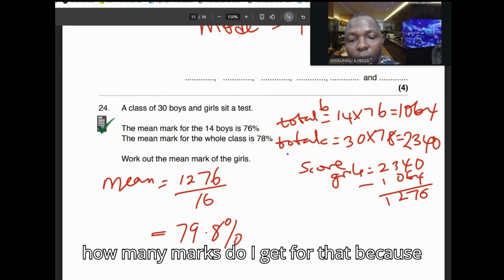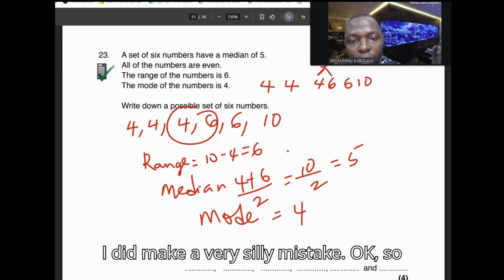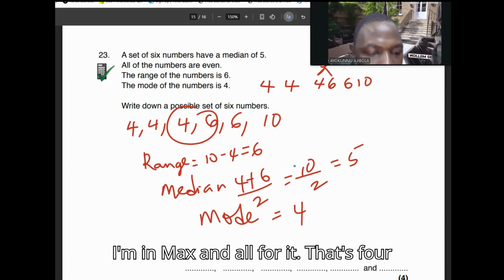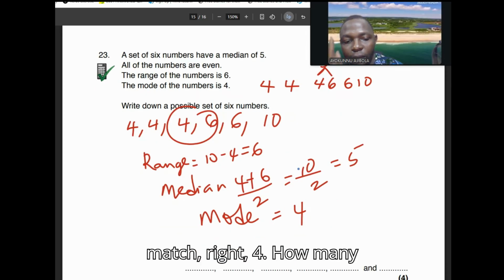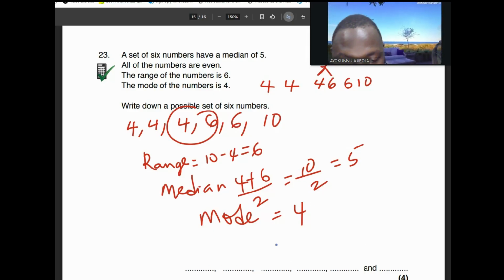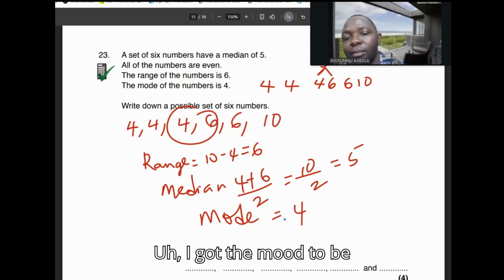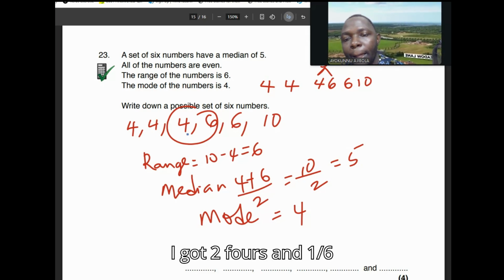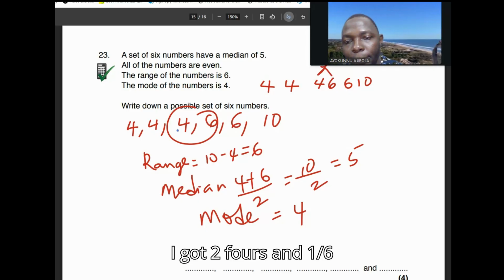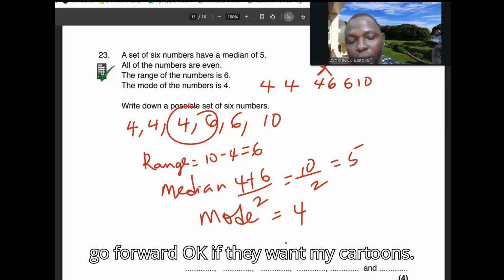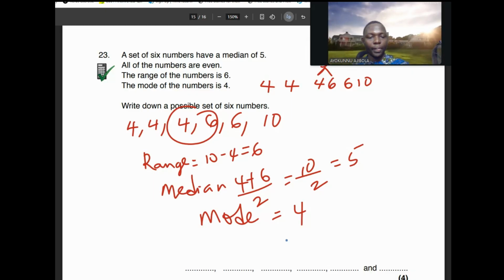So how many marks do I get for that? Because I did make a very silly mistake. So how many marks in all for it? That's 4 marks, right? How many of the numbers did you get? I got the mode to be 4, and I also got 2 4s and 1 6 and 1 10. So you got 4 out of, you could get 1 mark or 2 marks. Okay.